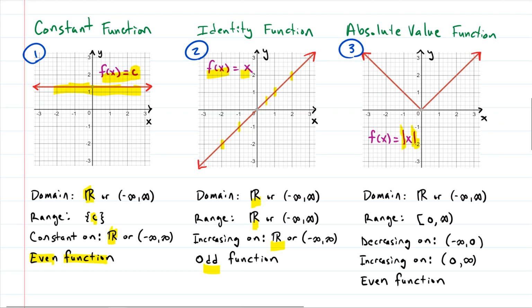The domain is everything, all real numbers, and the range goes from 0, including 0, to positive infinity. You don't see anything in the negative area because of the absolute value. It's decreasing from negative infinity to 0, and it's increasing from 0 to positive infinity. And it is an even function, so it has symmetry about the y-axis.